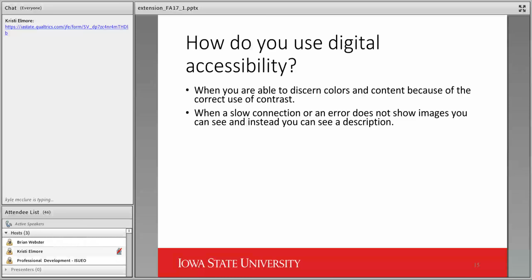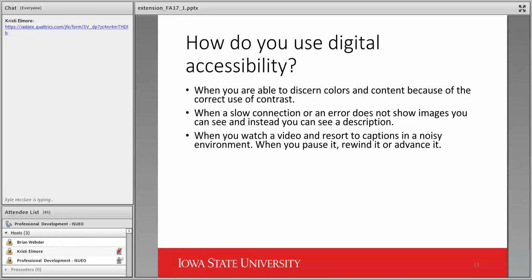So when people have a slow connection or an error, if the image is not showing, they might see a description of the image that is included in the web page as a result of accessibility considerations. That helps a person who doesn't see the image, because at least they see a description of what was intended to be communicated through that image.